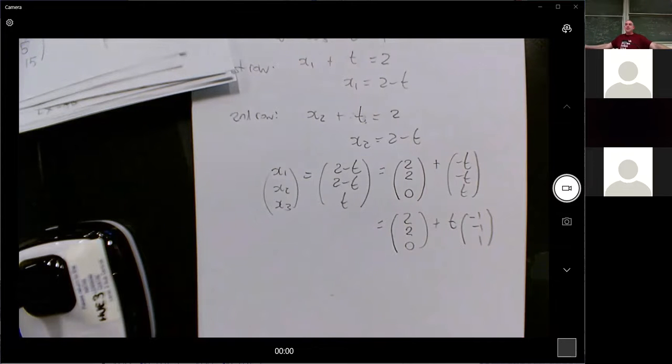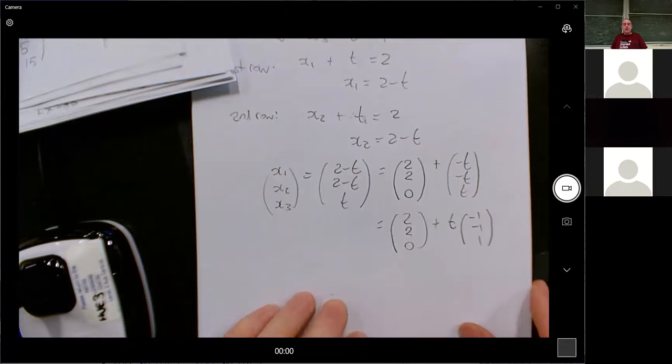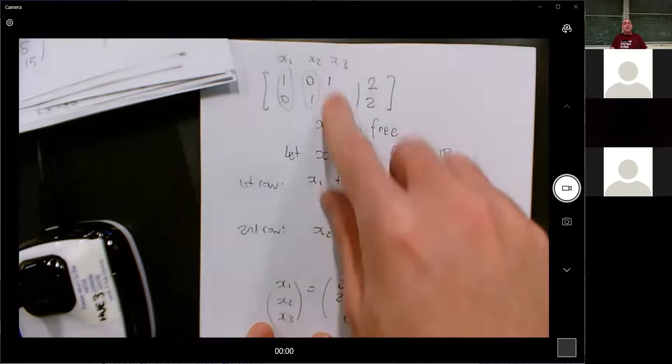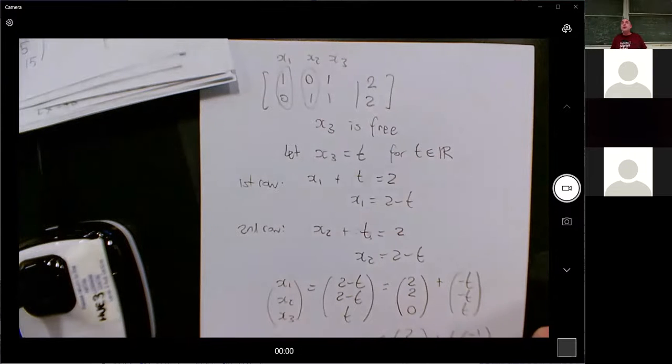Does that answer the question about this thing? Okay, cool. So I will say one more thing. Sometimes you get more than one free variable. In this case, there was only one. Sometimes there's two. And when you get two free variables, what it makes is a plane and not a line. And planes are bigger than lines.